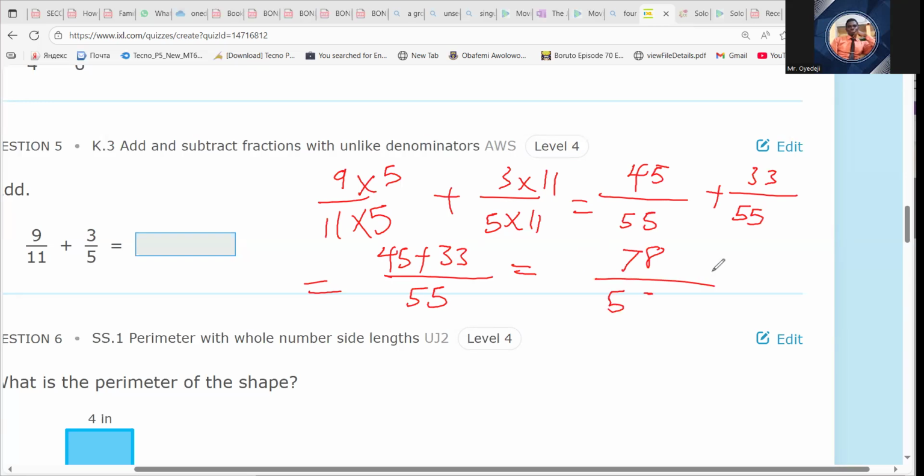Now we need to bring it down. So that one whole number, that's 3. 8 minus 5 is 3. 7 minus 5 is 2 over 55. That's our final answer. I hope you get that by now. You should be able to get it by now.